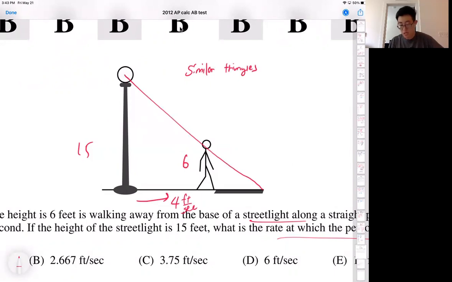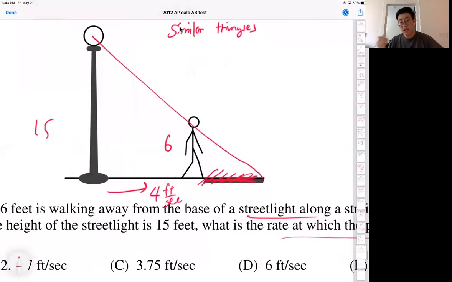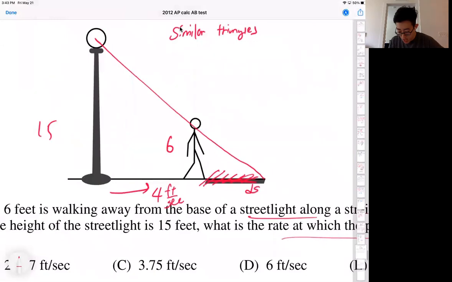What we're looking for is the change in the shadow, which is this. That's how much the shadow is going to increase or decrease. Let's say I call this change in S over change in time, S for shadow, right? So we don't know how fast the shadow is really changing. But what we do know is that the person's height is staying stagnant, the lamp height is also staying stagnant, and the rate at which the person is moving away from the lamp is also stagnant.